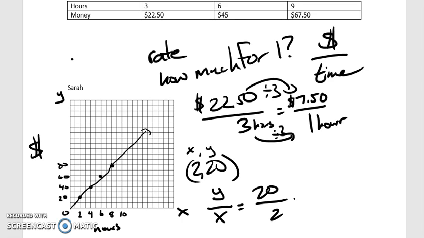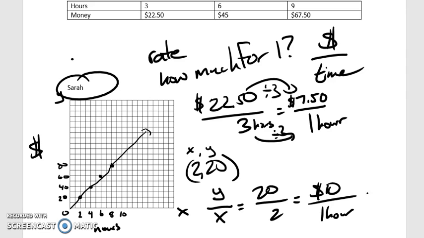Now we're going to figure out how much it is for 1. So we can just divide. 20 divided by 2 gives me my $10. So it's $10 for my 1 hour. If we go back to the top, the question is who's making more money. In this case, Sarah is, because she's making $10 for that 1 hour, whereas our good friend Ben is only making $7.50 for that 1 hour.